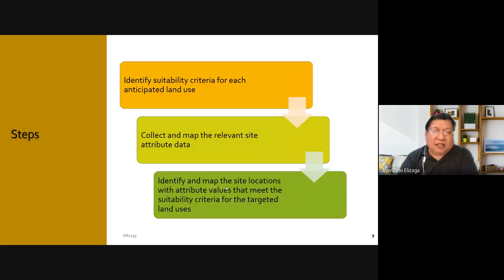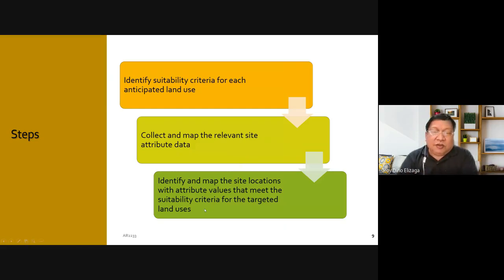Suitability analysis has three steps basically. First is to identify suitability criteria for each anticipated land use, and then to collect and map the relevant site attribute data, and finally identify and map the site locations with attribute values that meet the suitability criteria for the targeted land use. We're familiar with the first two steps because we did that when we were selecting the site. And then you might ask, is this the same program that we're doing to select the site? It's actually a more detailed program. You also need to have a more detailed program on each level.